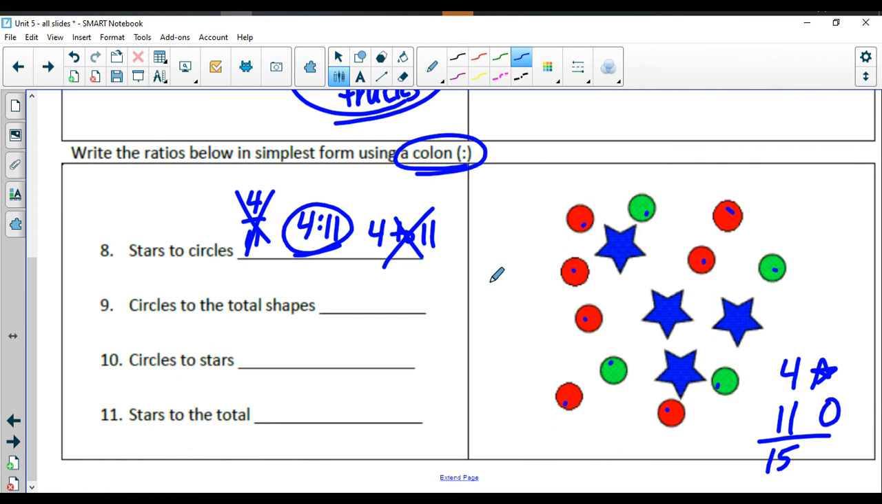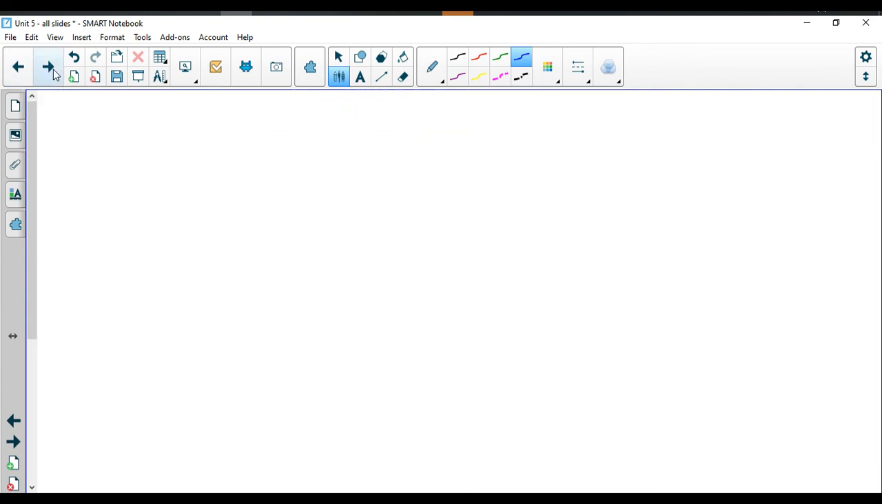Circles to the total shapes. So that's going to be 11 to 15. So that's actually not going to reduce. So I can just write that. Circles to stars. So it's going to be 11 to 4. And then stars to the total, which is going to be 4 stars to 15. And none of these reduce, so that works out. And that's it for your practice.